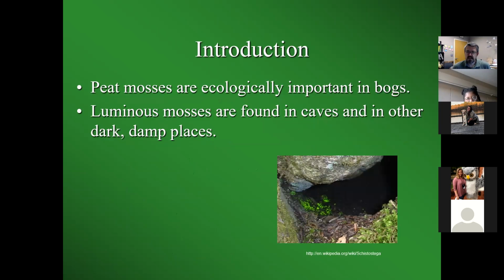So you'll see something about peat mosses from time to time. They're pretty ecologically important in bogs. There are luminous mosses, but from what I can understand, they don't actually light up. They live maybe in caves or really dark, damp places, and they basically reflect or gather the littlest bit of light that makes it to them. So they're able to concentrate the light, and it makes them look like they're glowing. But they don't actually produce light, from what I understand.